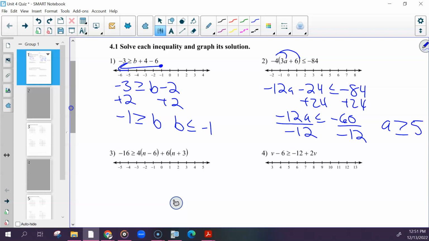Some of you got -5, but that should have told you something was wrong. As these number lines are filled in, if you don't see your number, something's probably wrong. So that would be closed going to the right. Questions on that one?